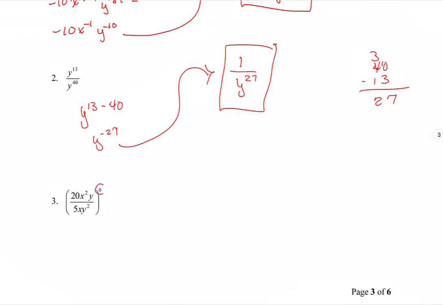This one, what I notice is that I have a big 0, so this entire thing is raised to the 0. Anything to the 0 is 1. So there is no work here. The answer is just 1.